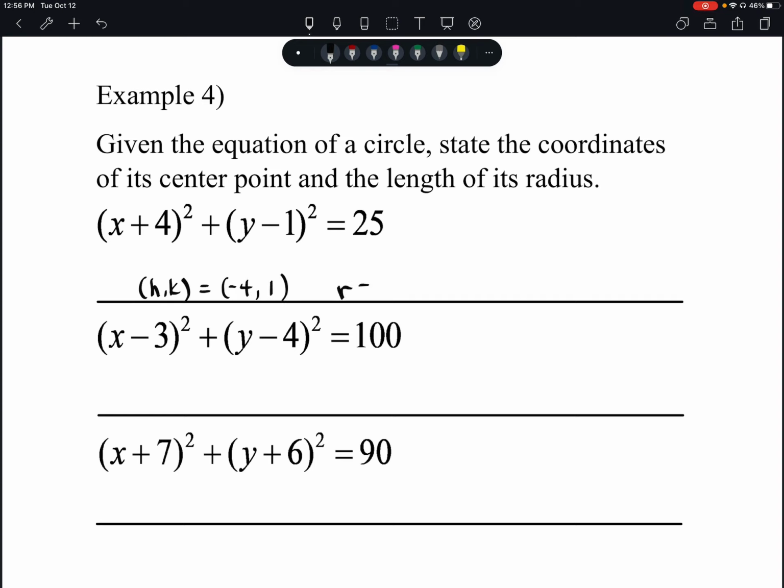And then to get our r value, we're going to take the square root of this number over here. Square root of 25 is going to be 5. So our radius of that circle would be 5 units.